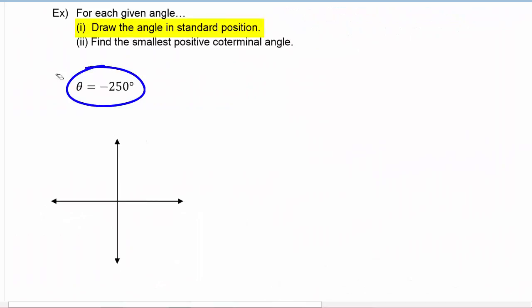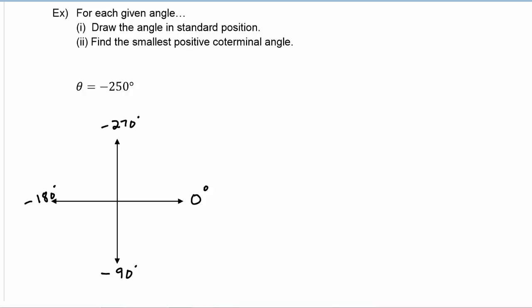In this next example, we have our first negative angle to consider. So we start with 0, but this time we go in a clockwise direction. So we would have negative 90 is here, negative 180 is here, negative 270 is here. So we know that negative 250 will be in between those two. And here is the rotation that we would have.